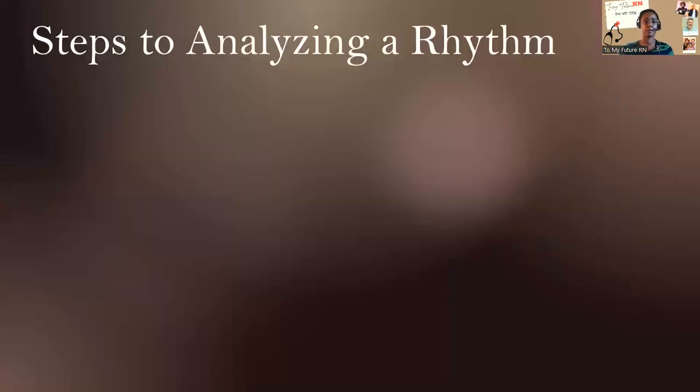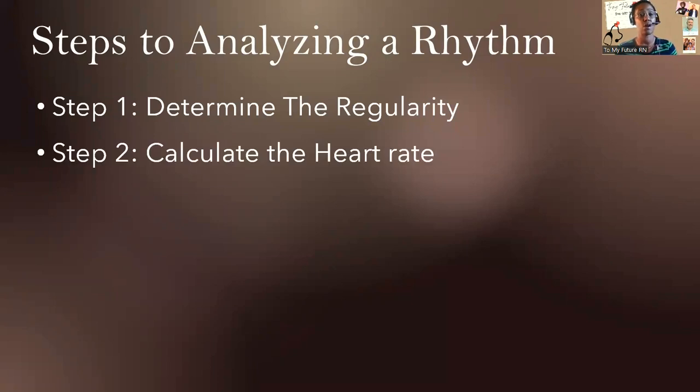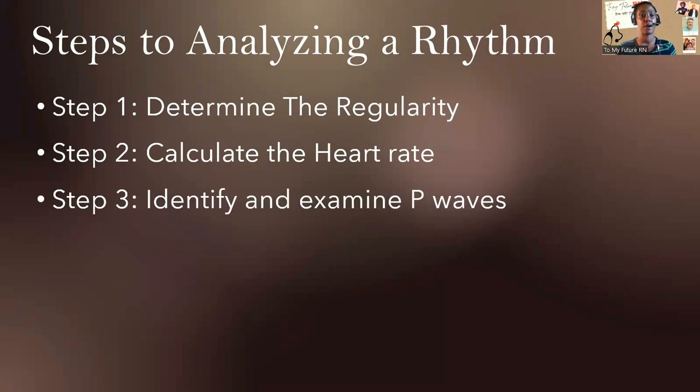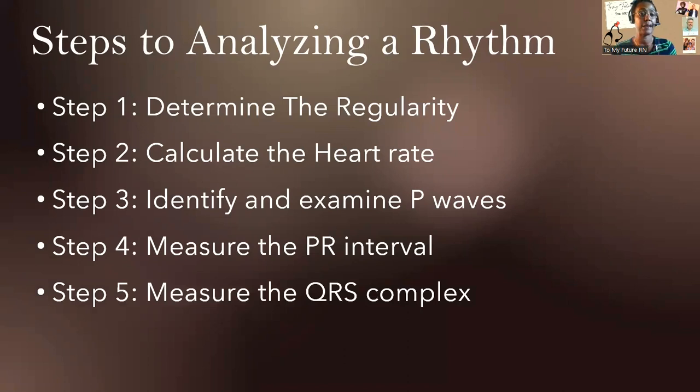Okay, so steps to analyzing a rhythm. Write this down. Step 1, we're going to determine whether the rhythm is regular or irregular. So step 1 is to determine regularity. Step 2, we're going to calculate the heart rate, and I'll show you a few ways of how to do that. Step 3, we want to identify and examine the P waves. The P waves are so important because we're looking for normal. We want it to be a sinus rhythm. Step 4, we're going to measure our PR interval. Remember, we want to rule out a block. So this step is important. And then lastly, step 5, we want to measure our QRS complex.